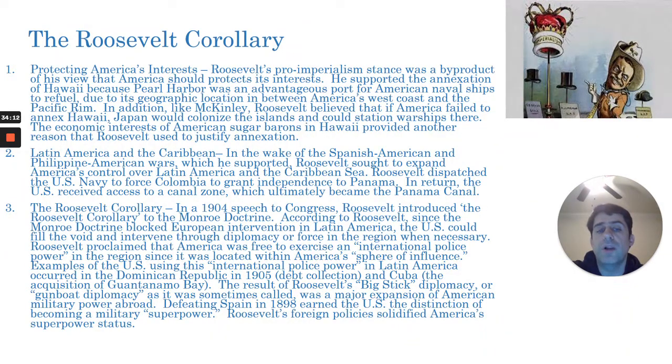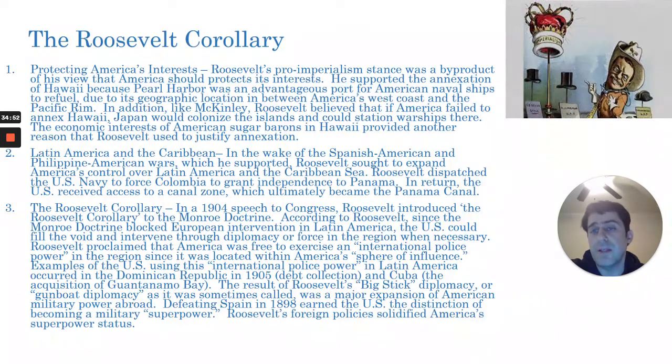Roosevelt, with his corollary, basically said that since the Monroe Doctrine blocked European intervention into Latin America, the U.S. could fill that void and intervene through either diplomacy or force in the region whenever necessary. Roosevelt specifically proclaimed that America was free to exercise what he called an international police power in the region, since it was located within what he called America's sphere of influence. And that's a pretty important phrase right there, sphere of influence.